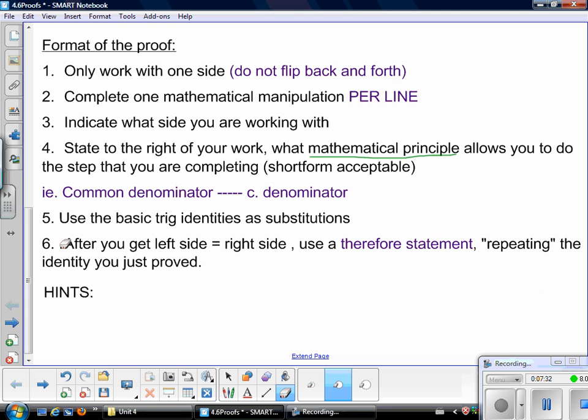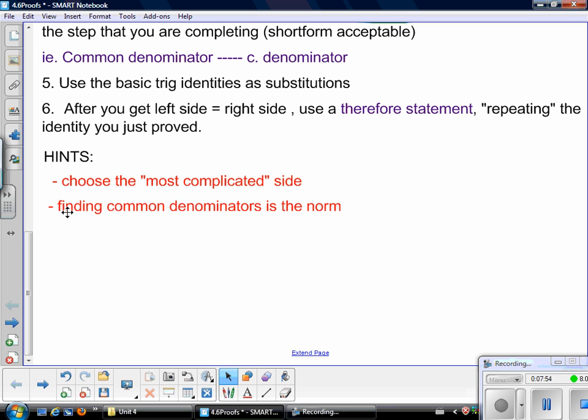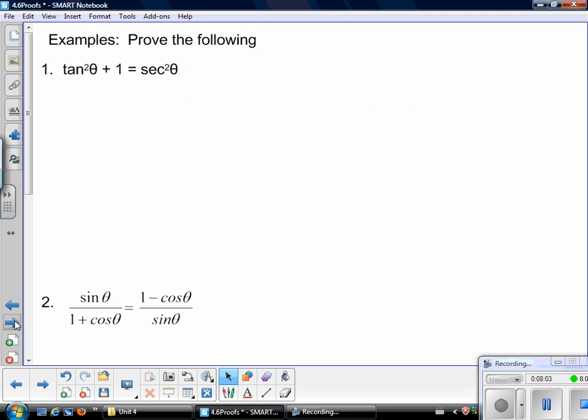Now, a few different hints here that come in handy, and of course, there's lots of them. One hint is, I always find that it's easier to choose the most complicated side, because if it looks the messiest, it means I can do more mathematical manipulation to it. Also, remember finding common denominators is pretty much the norm here. So let's take a look now at a couple examples.